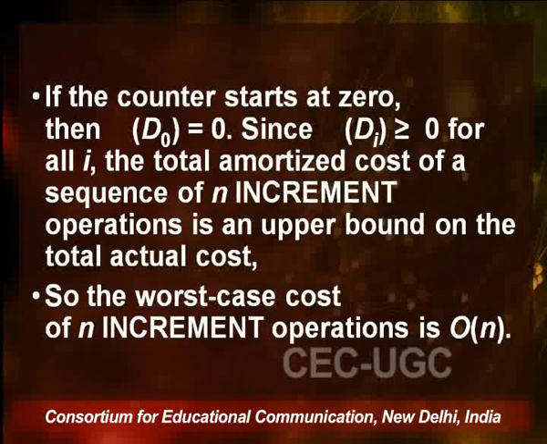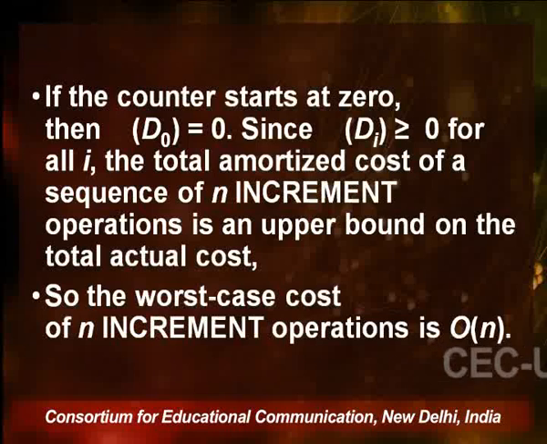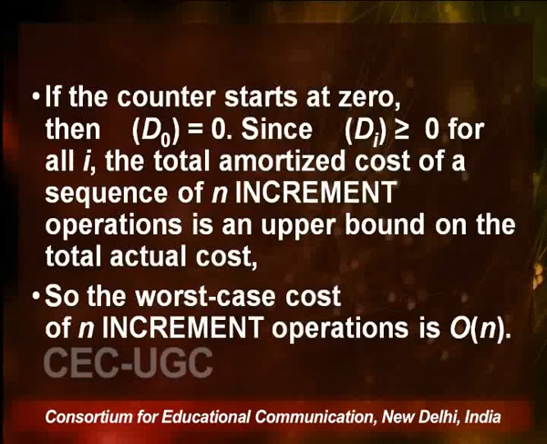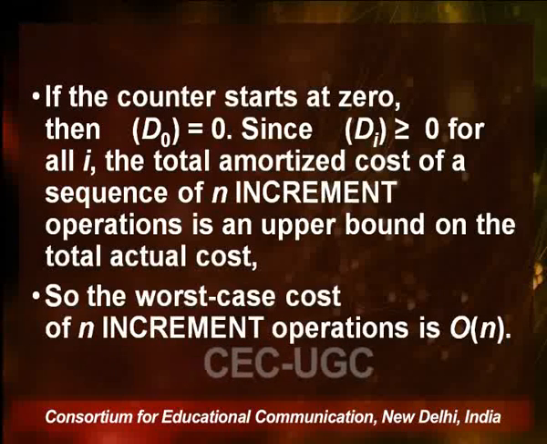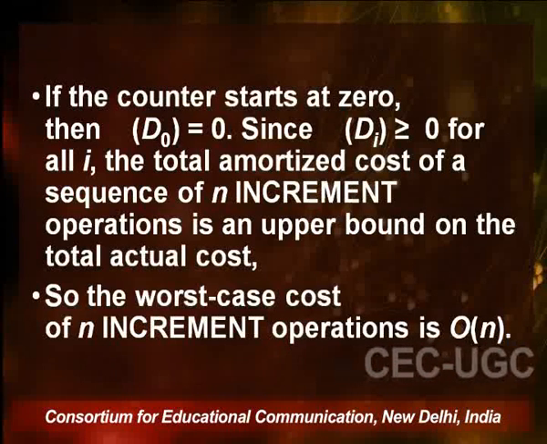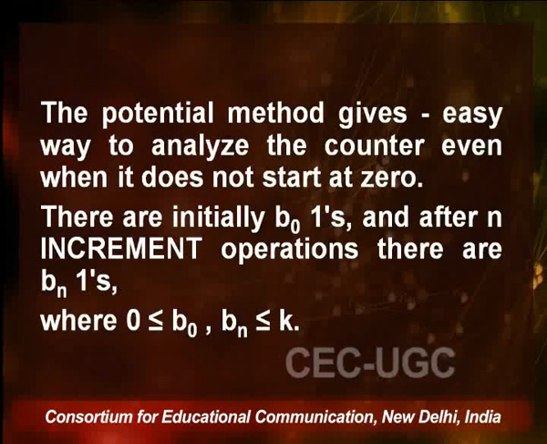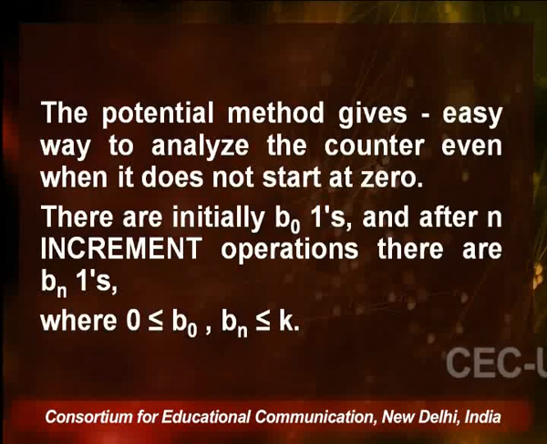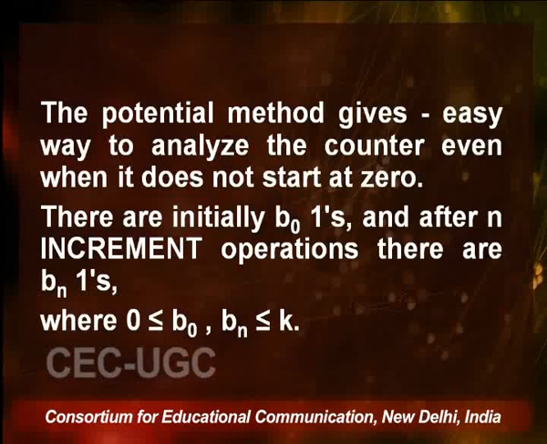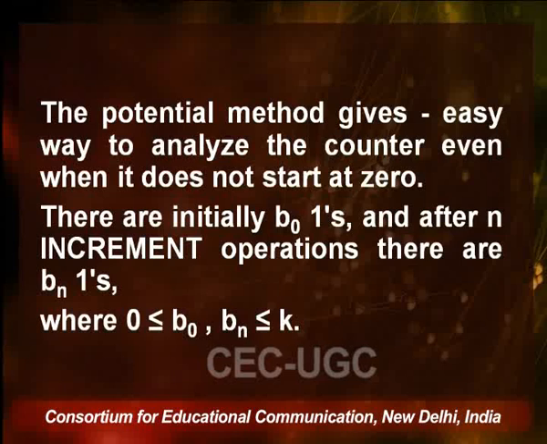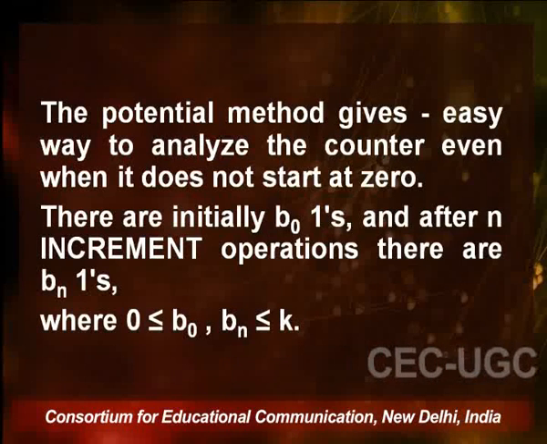We have seen that for one increment operation the amortized cost is 2, which is a constant. So, the worst case for n increment operations is order n. Basically, here we have seen how to analyze the increment operation, or a sequence of increment operations, for a particular binary counter using the potential method.